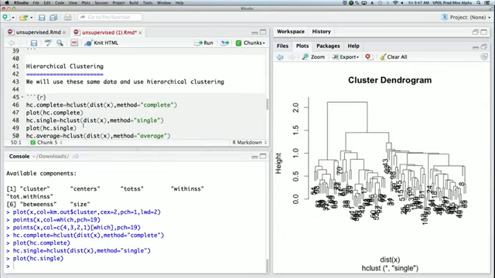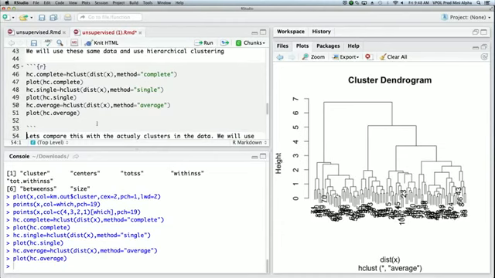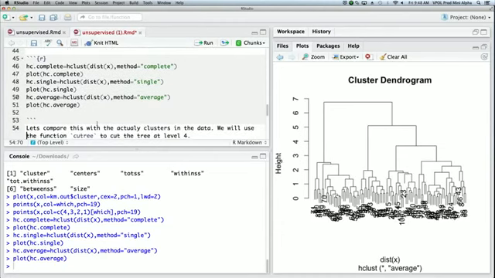So single linkage clustering tends to find long strung out clusters, because it's just looking at the closest point between clusters, and so you might not get nice clumpy balls like we expect to see in this case. Average is somewhere in between, and indeed the plot for average looks somewhere in between. But I think for these data, we probably prefer the method equals complete.